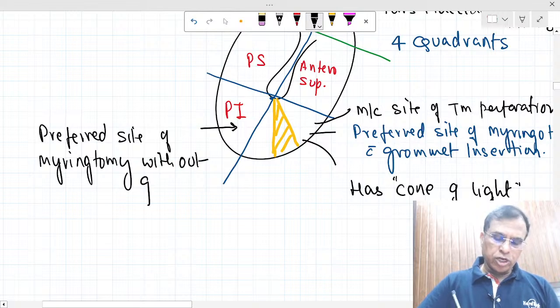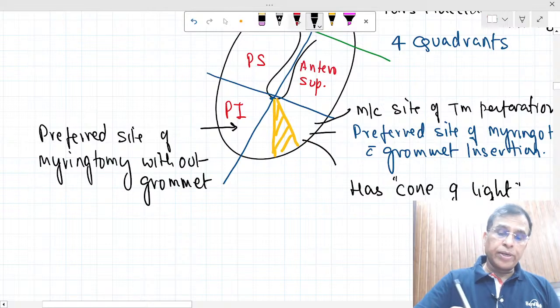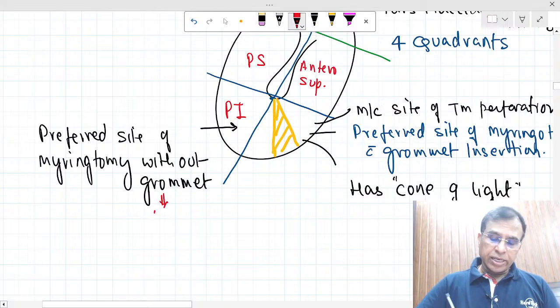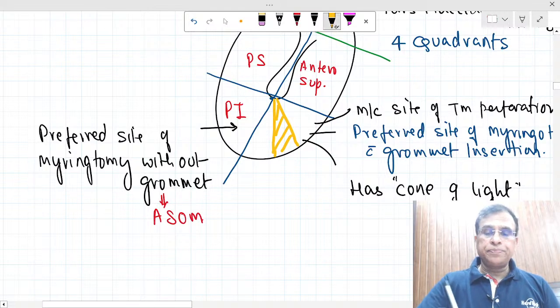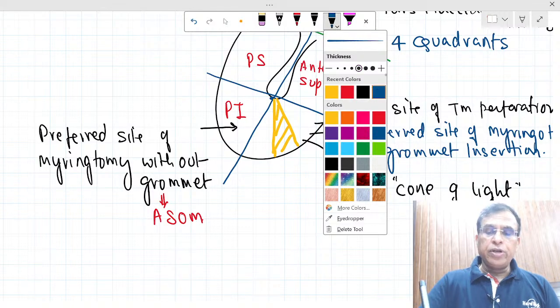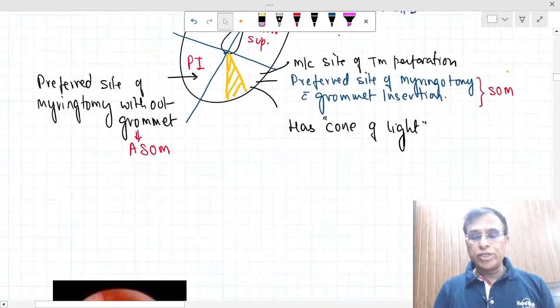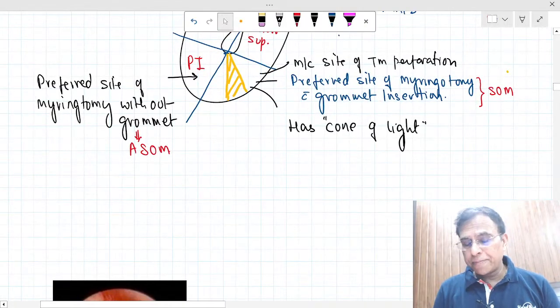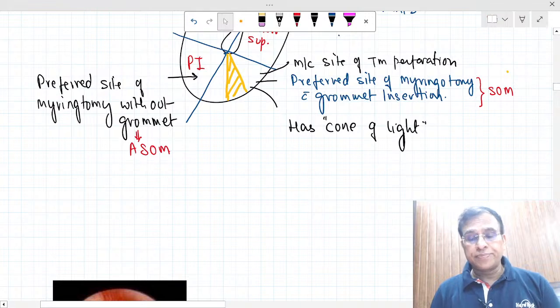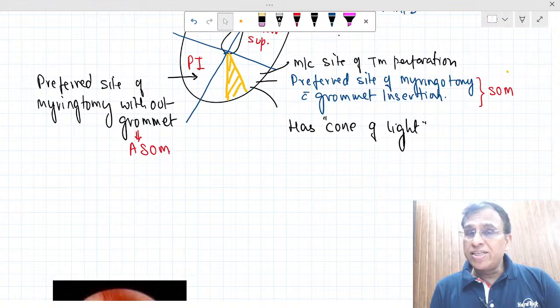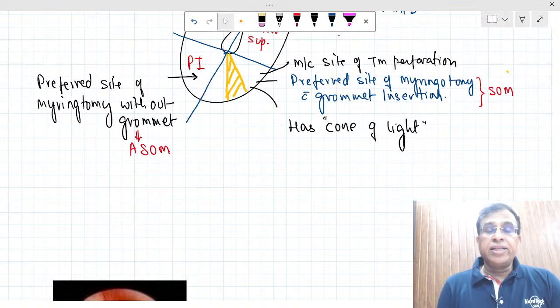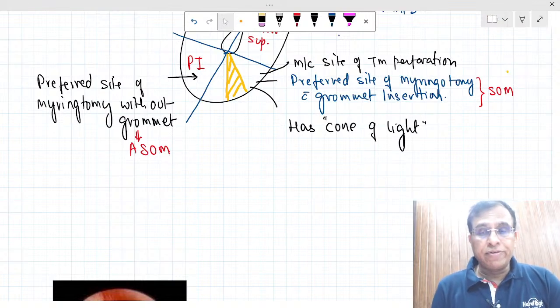So you can do myringotomy with grommet, you can do myringotomy without grommet also, and without grommet is done for acute suppurative otitis media, ASOM. So the point is, myringotomy can be done with grommet or without grommet. For both these situations, the site is different and the indications are also different, and that's why sometimes you get confused between the two. So it's very simple, straightforward. Try to remember this, and they ask you this really commonly, so don't get confused.